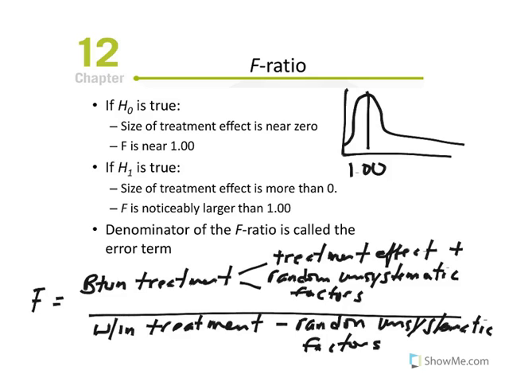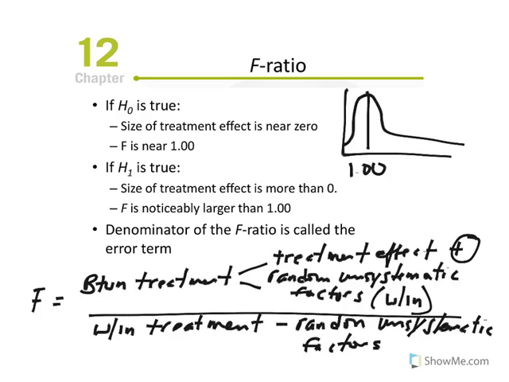So if the null is true, the size of treatment effect is near 0, F will be near 1.0. So again, we were saying that between treatment effect is representing the treatment effect plus the random unsystematic factors. So if the treatment effect is somewhere near 0, then our F ratio is going to be computed to equal something near 1, because again, this random unsystematic factor is equal to the within. So if we take one value and divide it by itself, it's going to give us something close to 1. And again, that's only if the treatment effect is 0 or something close to 0.